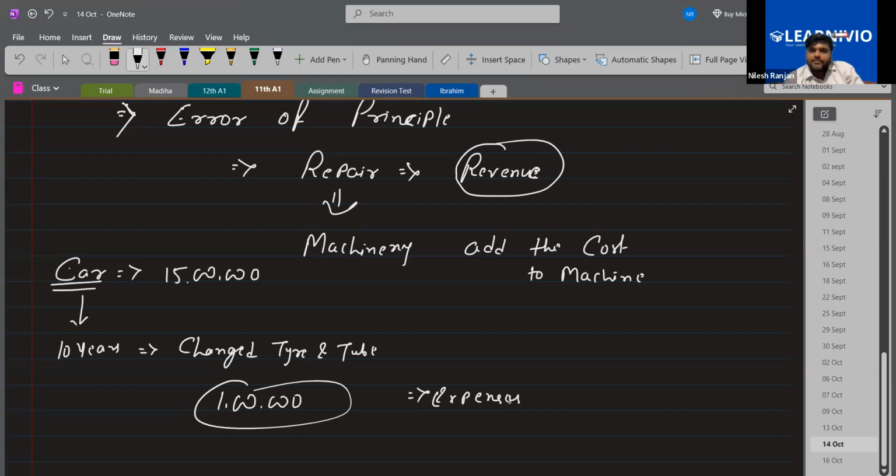It will be added to car cost. No, it will not be added to car cost, because your car cost will not increase. Your car life will not increase by changing the tire tube. This is a simple repair process. Means after some point of time, you have to change your tire. So every time you change your tire, if you add this cost to your car, then your car cost will be increasing all the time. Okay, and it is not going to happen. So changing tire tube is a simple expense, a simple repair expense. So it should go to simple repair cost. Okay. It will not be added to car cost.